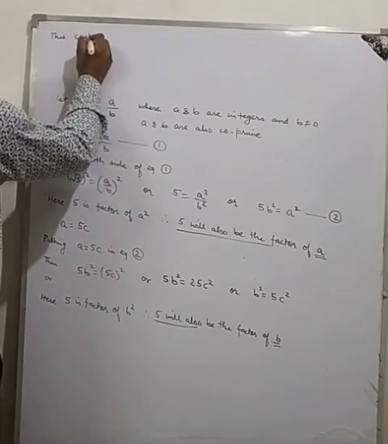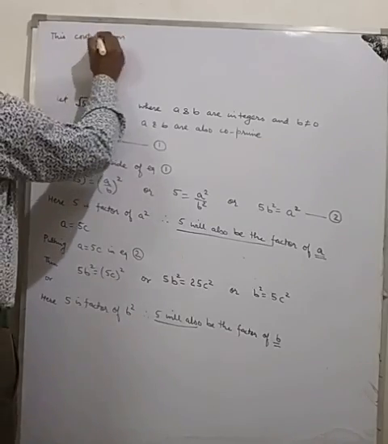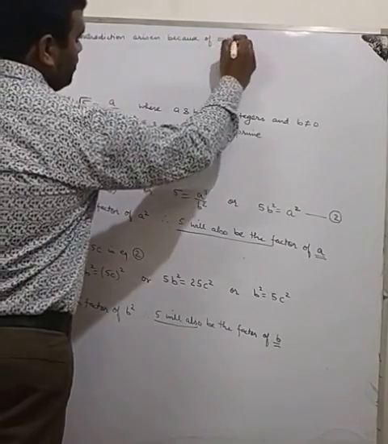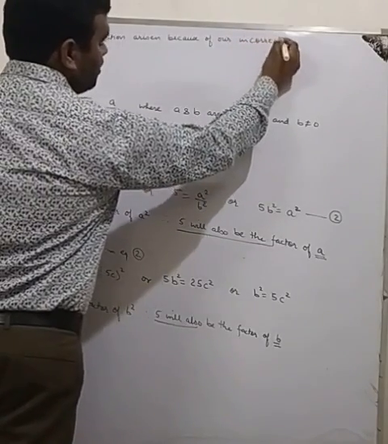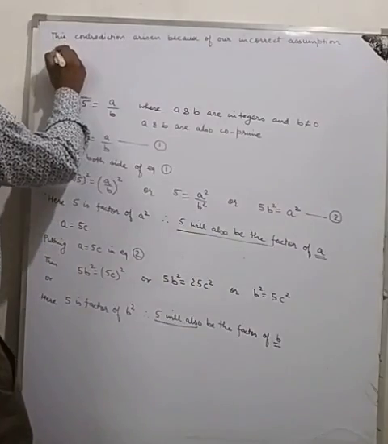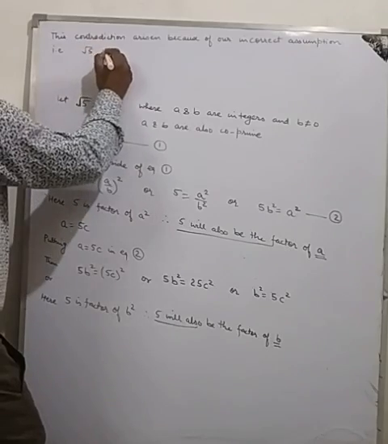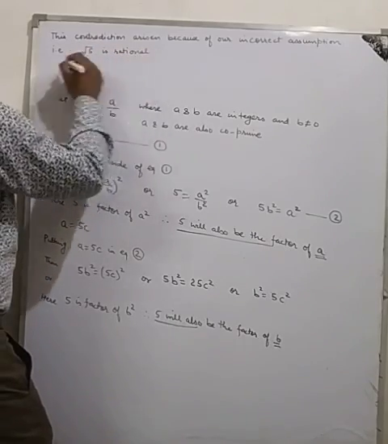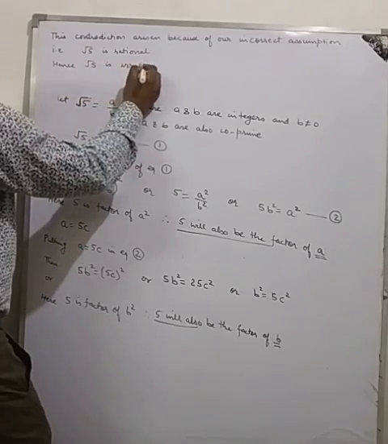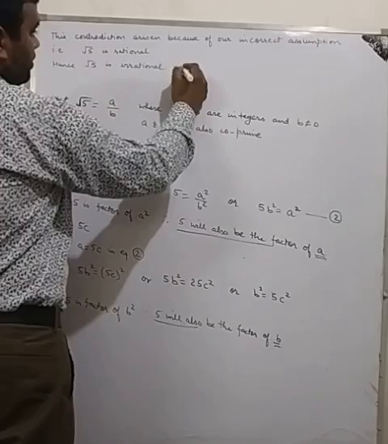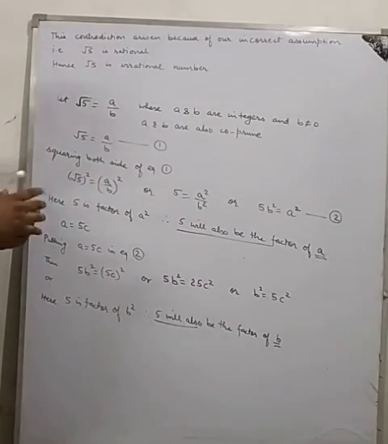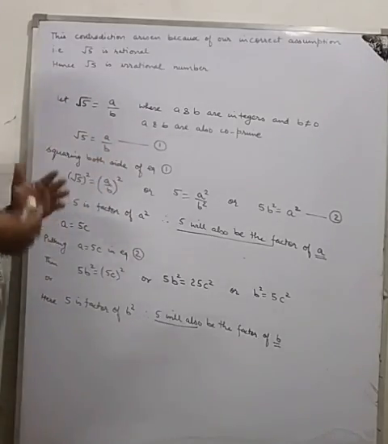This contradiction arises because of our incorrect assumption, that is, root 5 is rational. Hence, root 5 is an irrational number. This is the first type of number, that is root 3, root 5, root 7, root 11, etc.